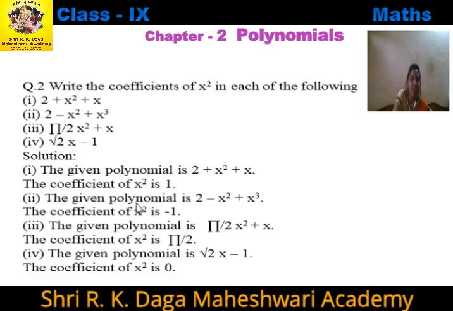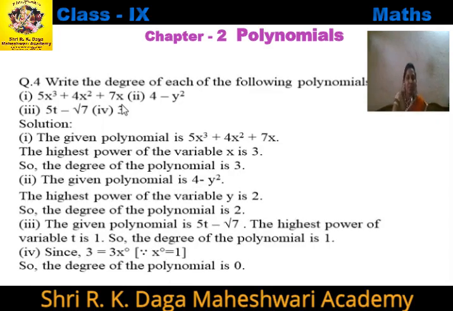In the second question, the given polynomial is 2 minus x square plus x cube. So the coefficient of x square is minus 1. In the third, the given polynomial is pi by 2 x square plus x. So the coefficient of x square is pi by 2. In the fourth question, the given polynomial is under root 2 x minus 1. Here the term x square is not present, that is, the coefficient of x square is 0.